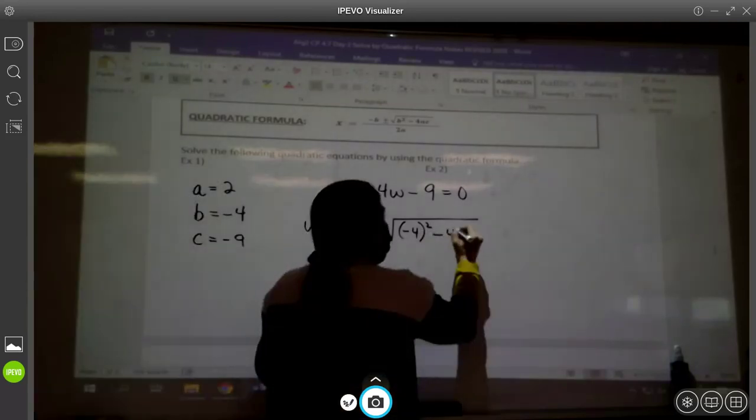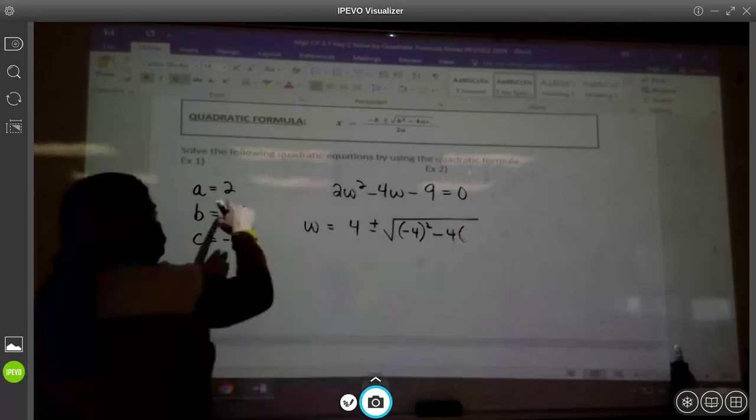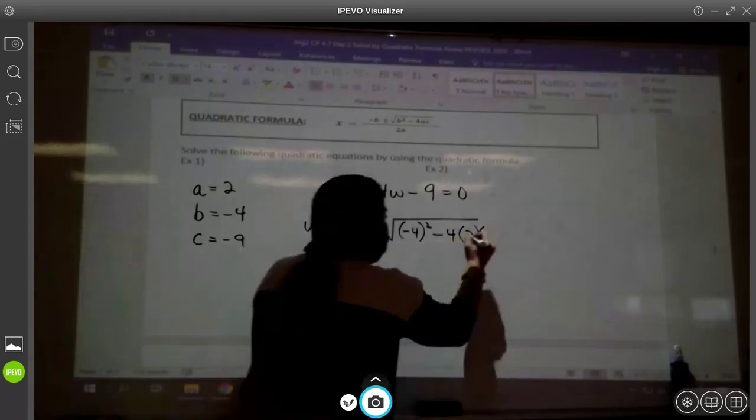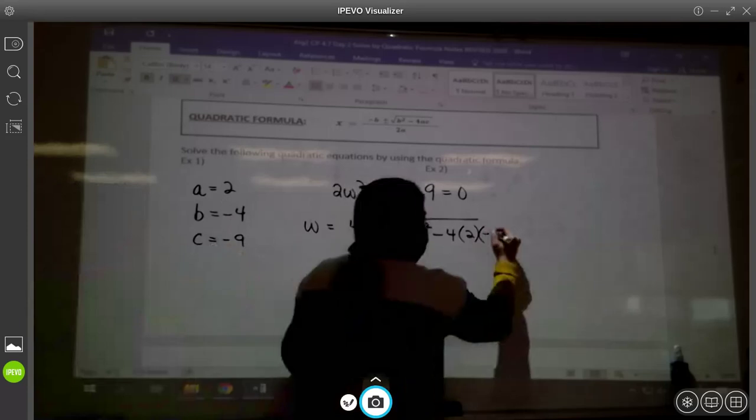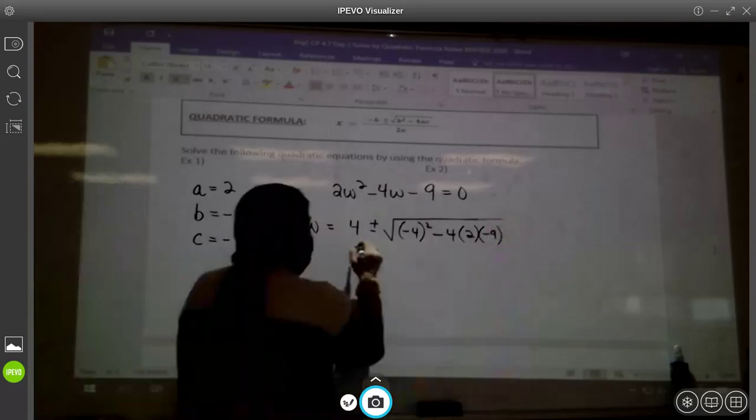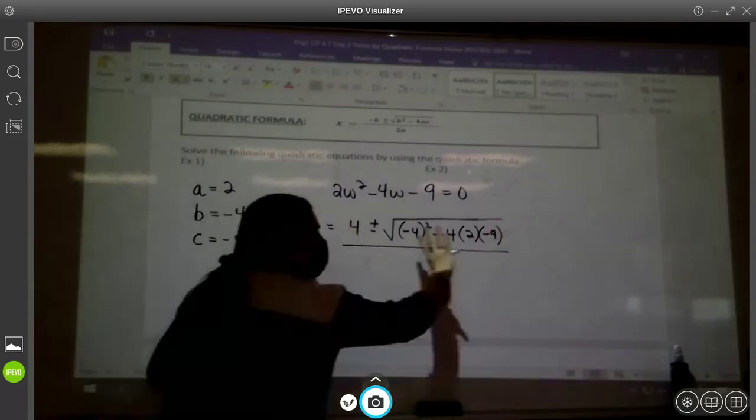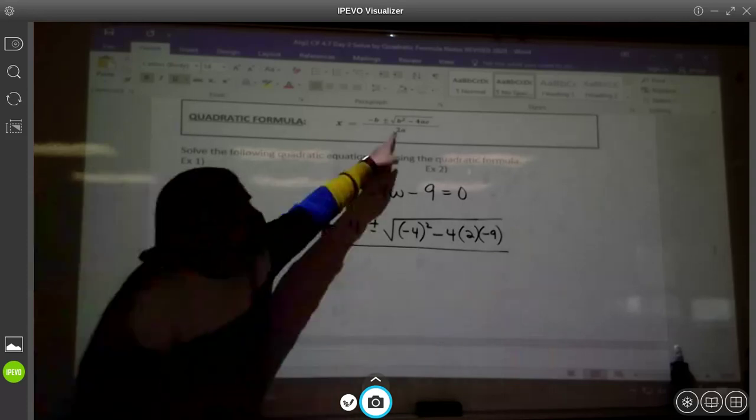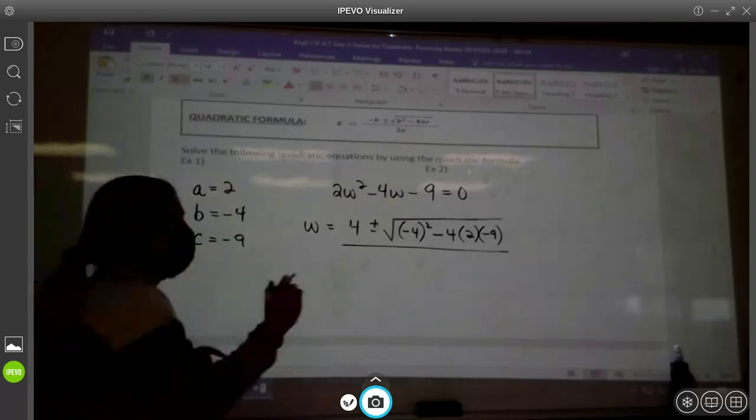Then we're going to subtract 4. We're going to times it with A, which is 2. And we're going to times it with C, which is -9. And then all of that, the whole right side, is going to be divided by 2 times A, which is 2 times 2.